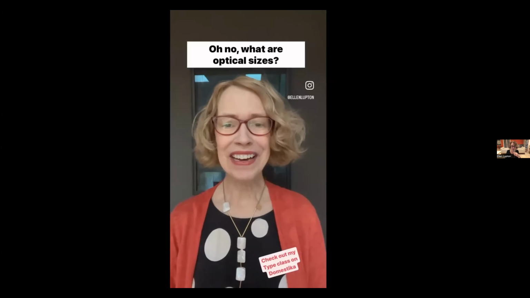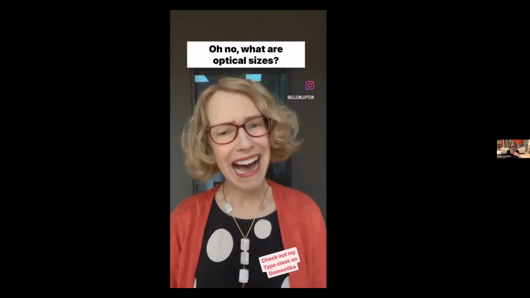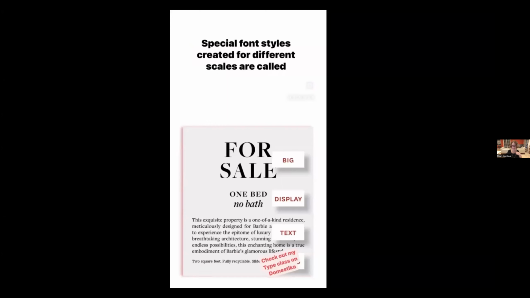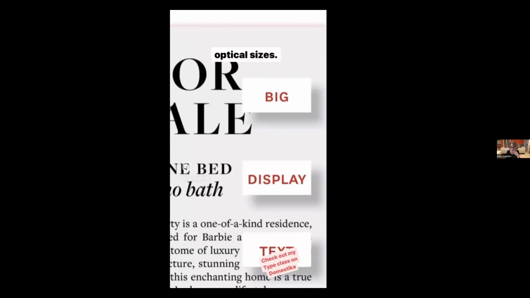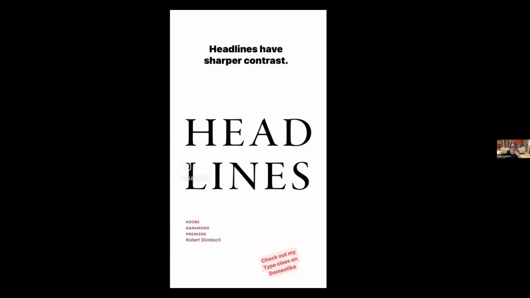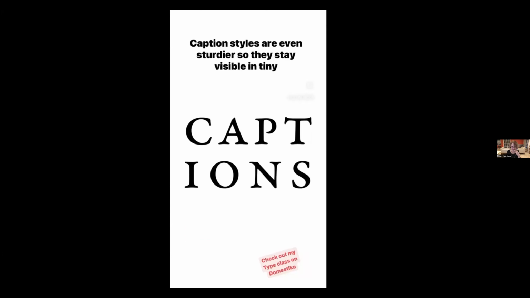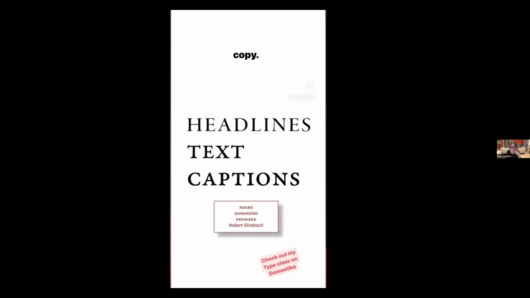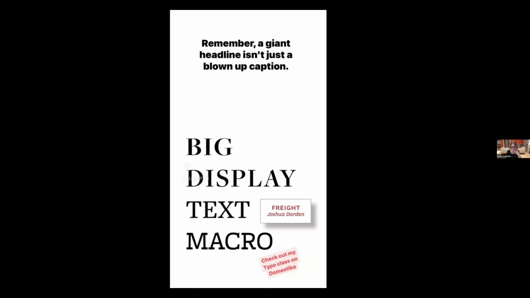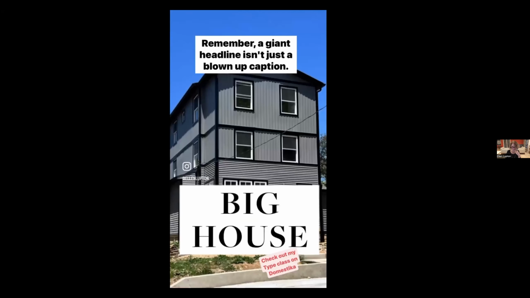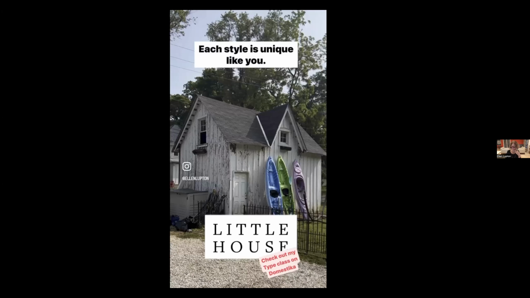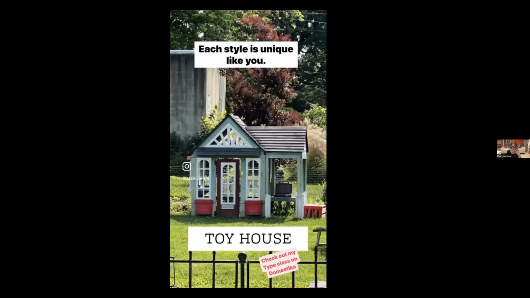Oh no! What are optical sizes? Special font styles created for different scales are called optical sizes. Headlines have sharper contrast. Text faces have sturdier strokes. Caption styles are even sturdier, so they stay visible in tiny copy. Remember, a giant headline isn't just a blown-up caption. Each style is unique, like you.